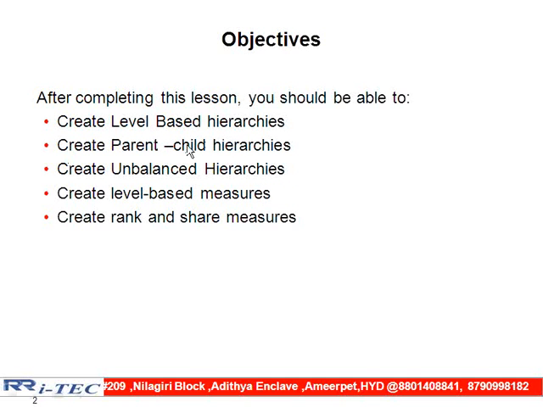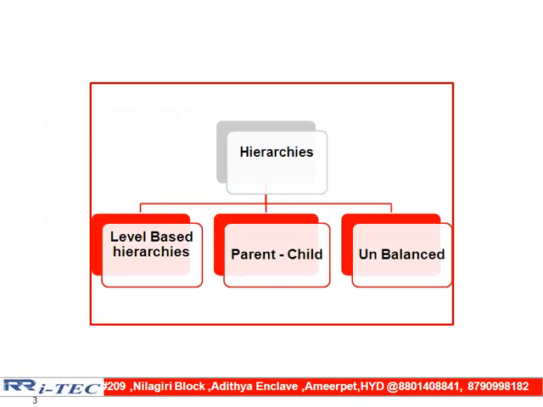By the end of this, you will understand these points: creating level-based hierarchies, creating parent-child hierarchies, creating unbalanced hierarchies, creating level-based measures, creating rank and share measures. If you go to the next slide, hierarchies are divided into how many types? 3 types. One is level-based hierarchies, second is parent-child hierarchies, third is unbalanced hierarchies. The parent-child hierarchy and unbalanced hierarchy came newly in OBIEE 11G. In OBIEE 10G, these things were not available.